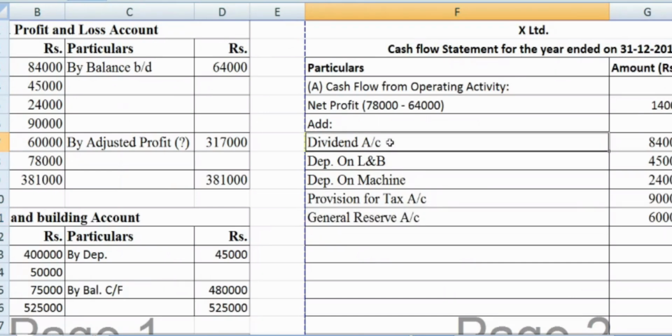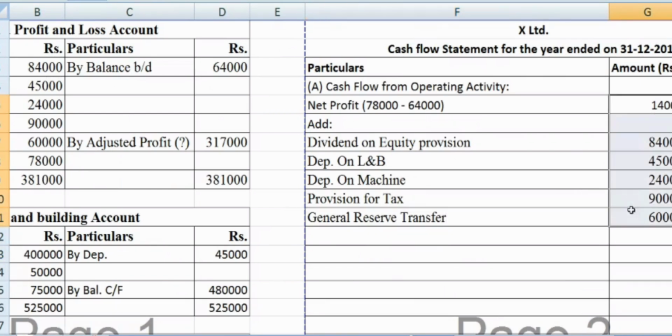Okay. We need not write the here accounts, like dividend on equity, provision, then after depreciation on land and building, depreciation on machine, provision for tax, and transfer to general reserve. Okay.